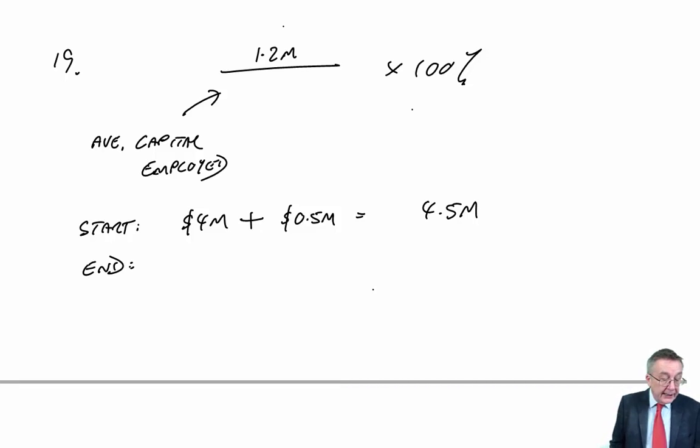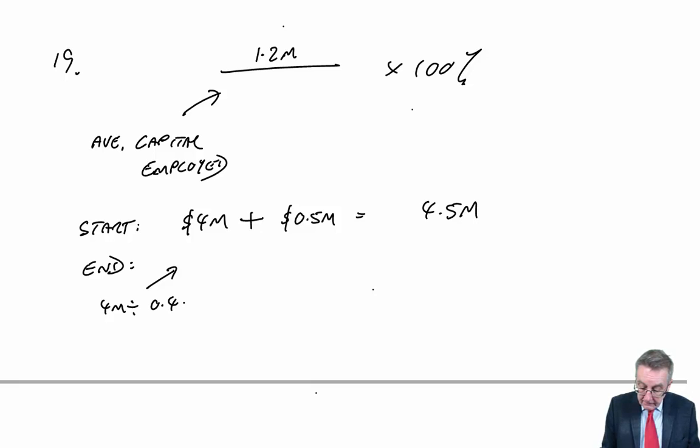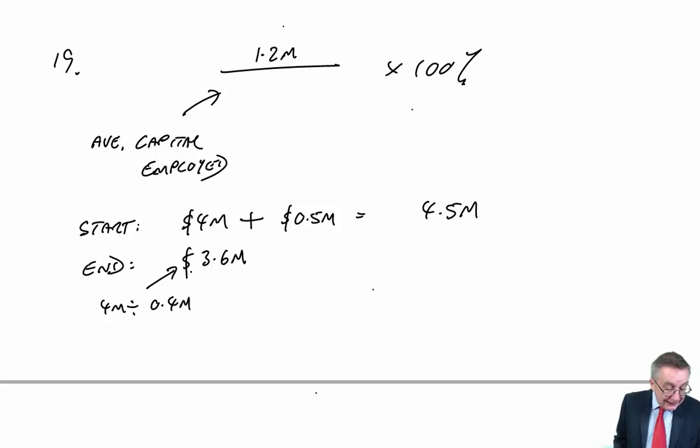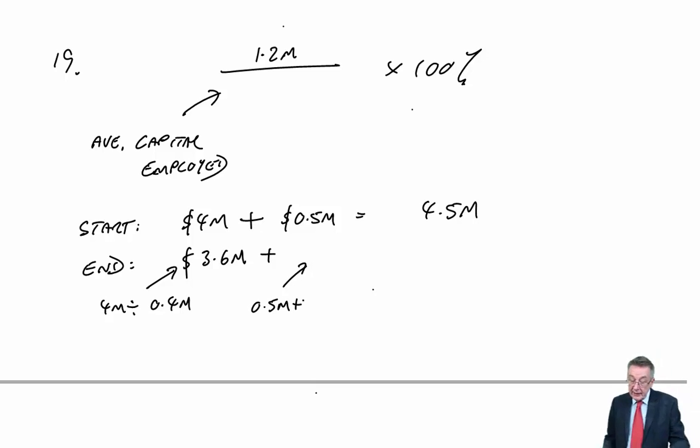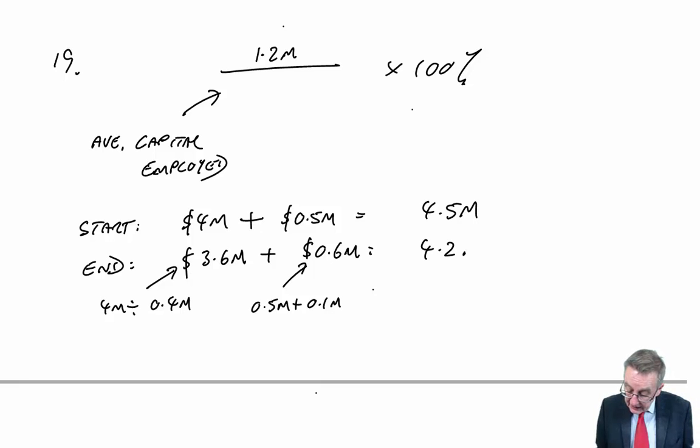At the end of the year, it will have changed. First of all, the non-current assets, there's depreciation. So it was 4 million. If we're depreciating by 10% a year, the non-current assets will fall to 3.6 million. Working capital, it was 0.5 at the start, it's expected to increase by 20%. Well, 20% of 0.5 is 0.1. So the working capital goes to 0.6 million. So the total net assets would be what? 4.2 million at the end of the year.